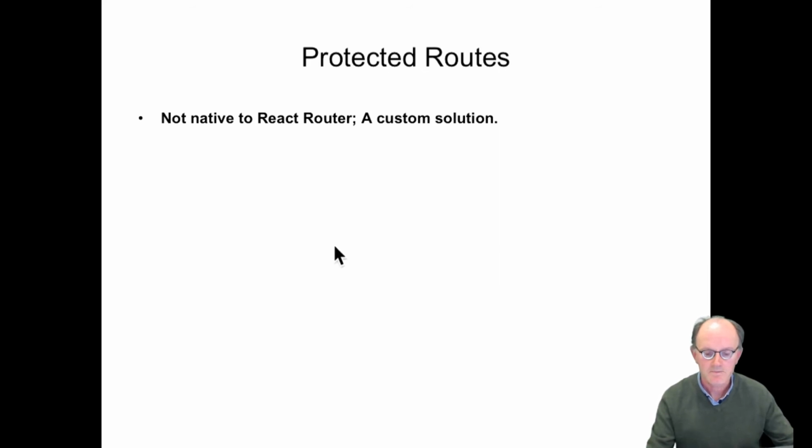Now, this example is going to be quite long. And the title is Protected Routes. By protected, we typically mean that the user has to be logged in before they can navigate to that route. Now, unfortunately, the React Router library does not provide any support for protected routes. We actually have to implement them ourselves in a custom kind of way.